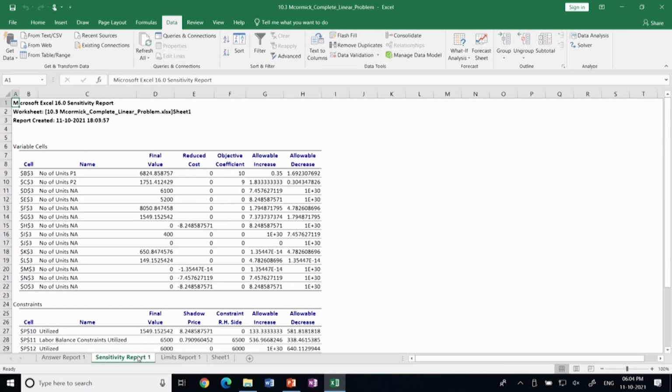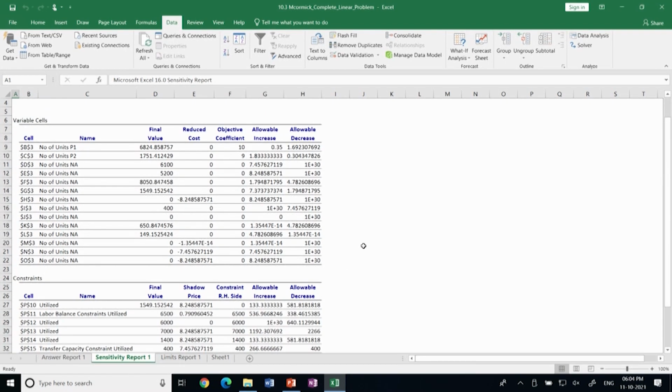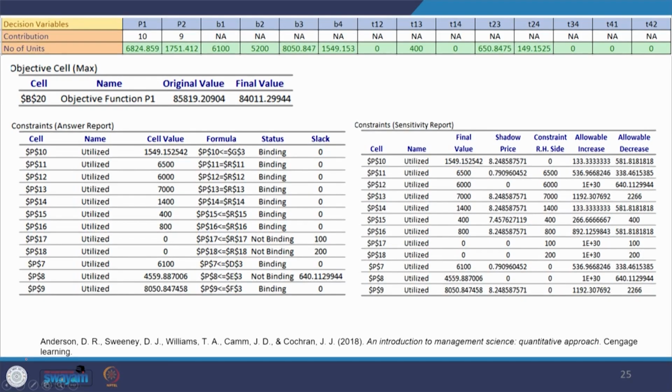So, I have brought the screenshot of these reports into my presentation. From there, I am going to explain the interpretation of this answer in detail. Now, I have brought the screenshot of our answer. Here we have the value of P1, P2 and B1, B2, B3 and so on. This is the value of our objective function, 84,011.299 dollars.